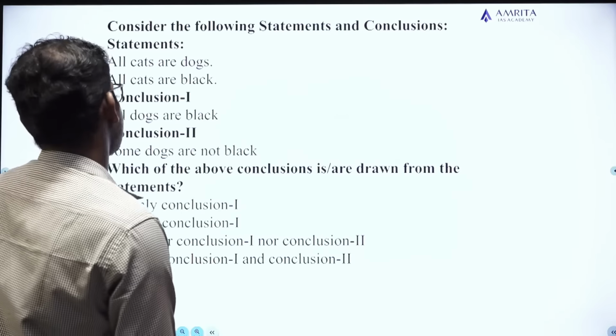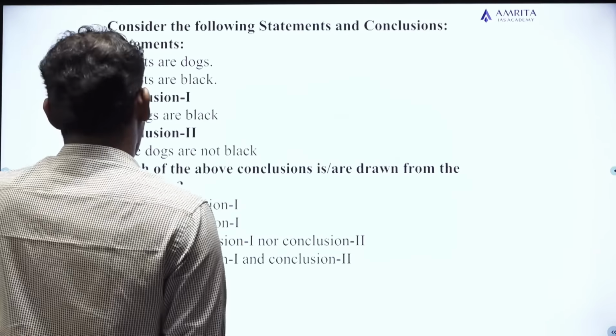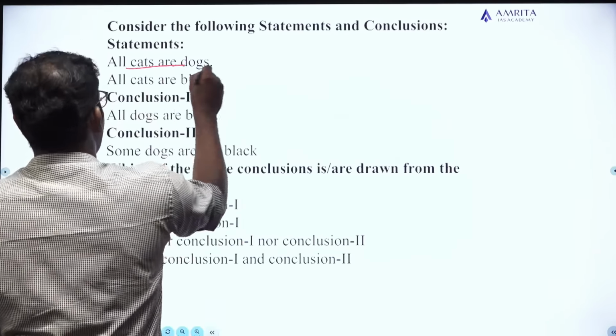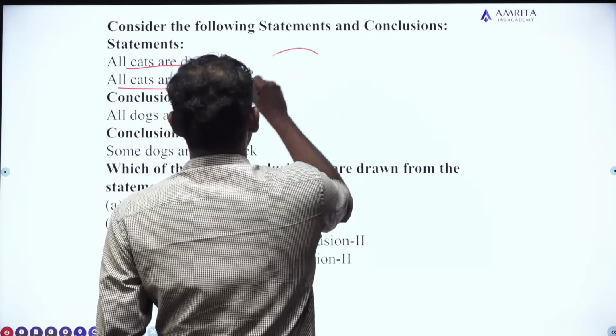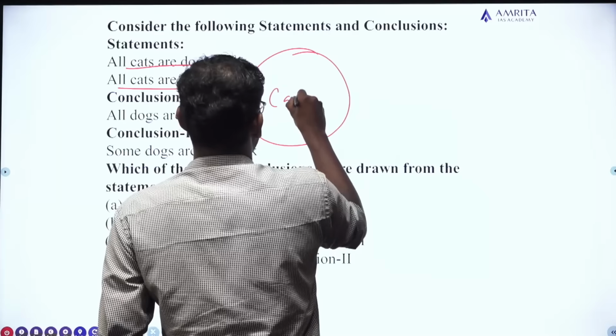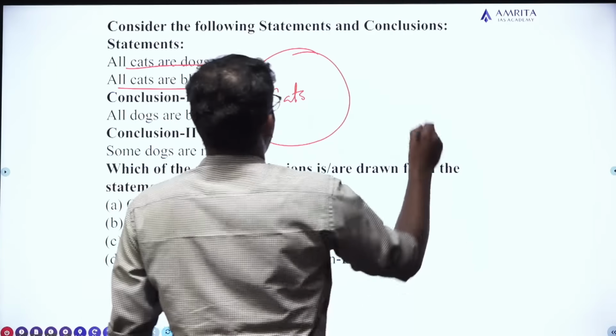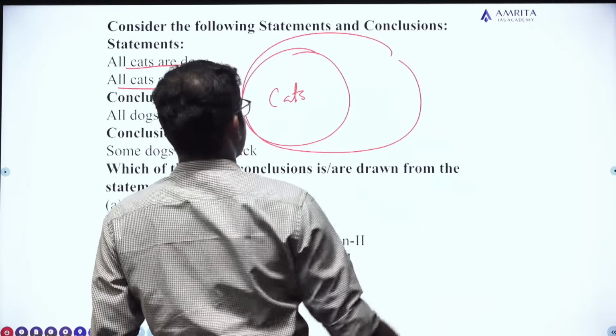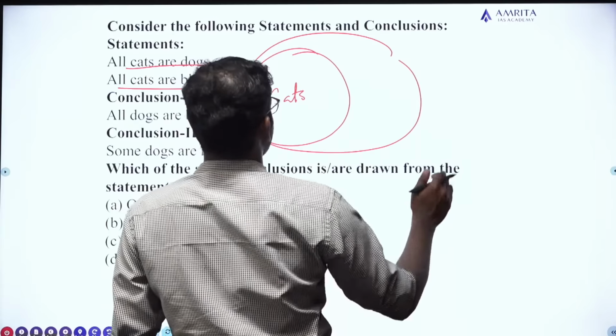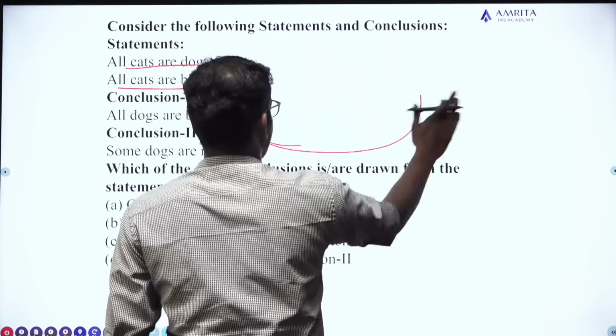Consider the following statements and conclusions. Statements: all cats are dogs, all cats are black. Okay, let me draw the Venn diagram. Okay, let me draw it smaller.